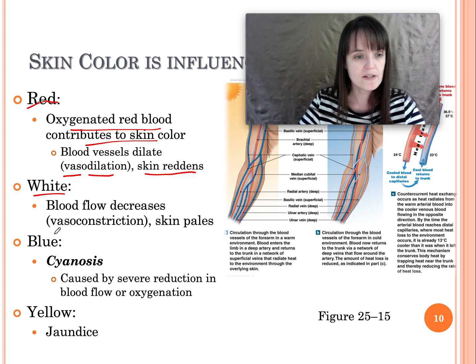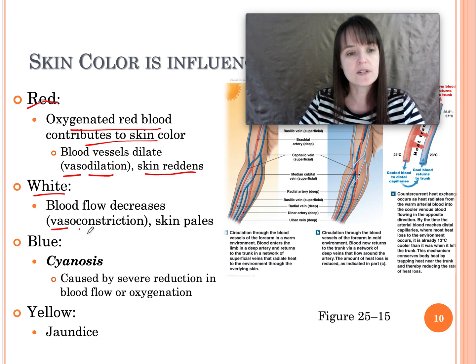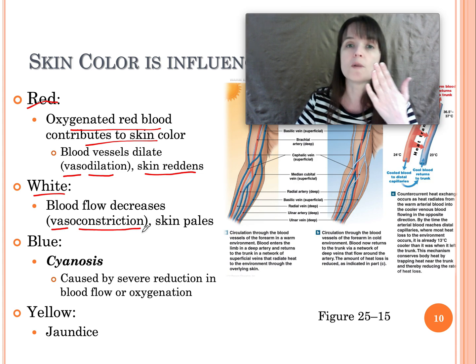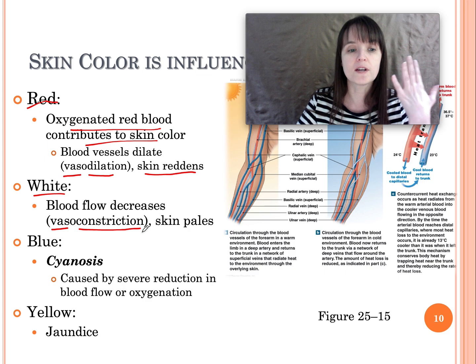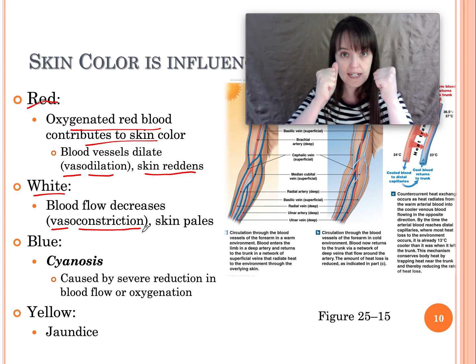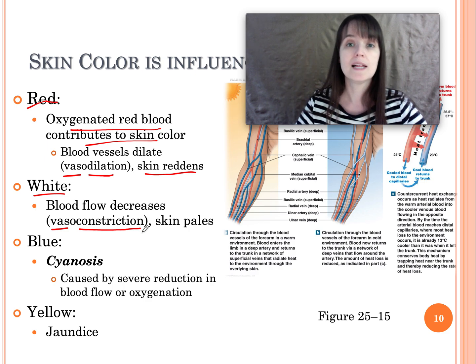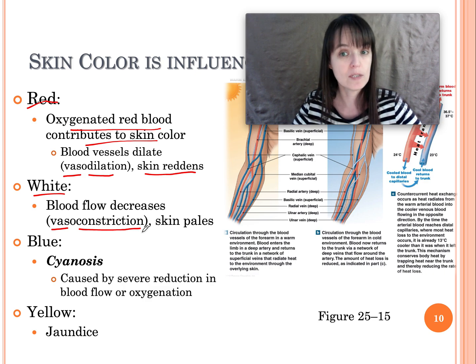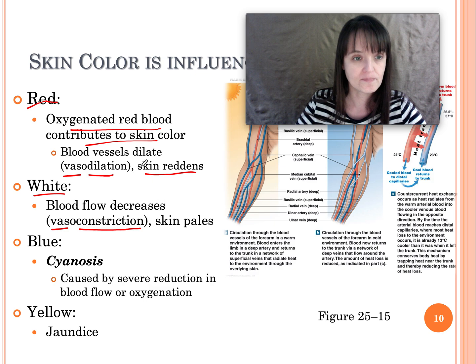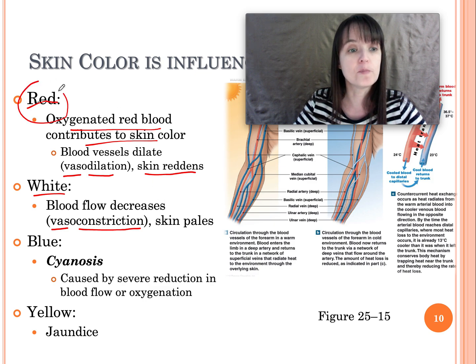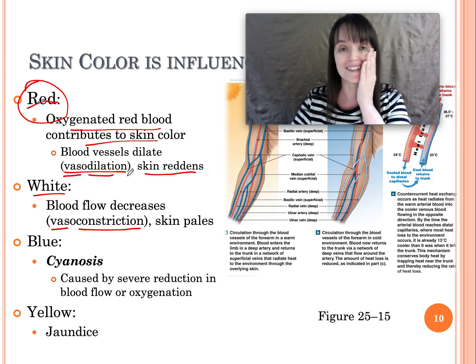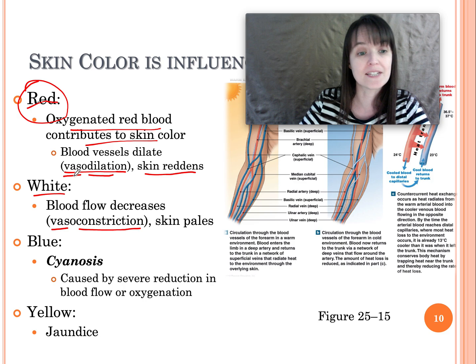White is vasoconstriction. Vas means vessel. Constriction is when you make the diameter smaller. So when all the blood vessels on the surface of your skin constrict, then your skin will pale, like if you're scared or really cold. I know it doesn't get that cold here, but that's how that works. If you blush, this is what's happening. It's vasodilation on the cheeks, the embarrassed blush. That's what that is.